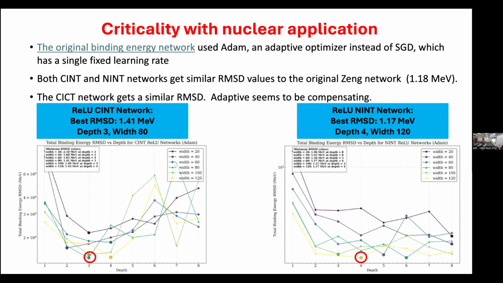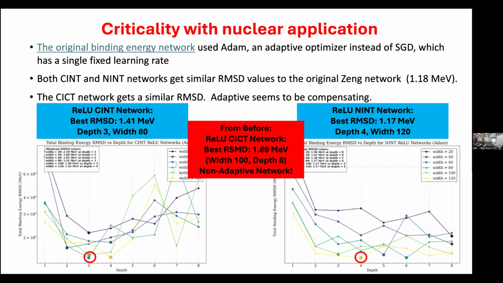So lastly, I did things with the adaptive optimizer, where I use this instead of stochastic gradient descent, which has a fixed learning rate. And I used a critical and non-critically initialized network to see what RMSD values I got. And they ended up getting pretty similar values to what Zhang proposed. But if we think back, the fully critical network with the non-adaptive optimizer got a value that's not as good as these, but is still comparable. And so this seems to suggest that the adaptive optimizers might be compensating or hiding features that we might want to look into.